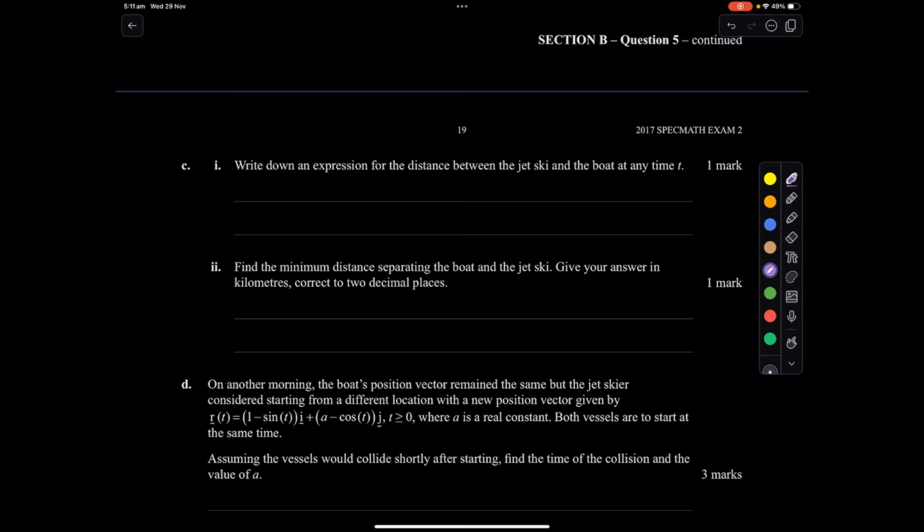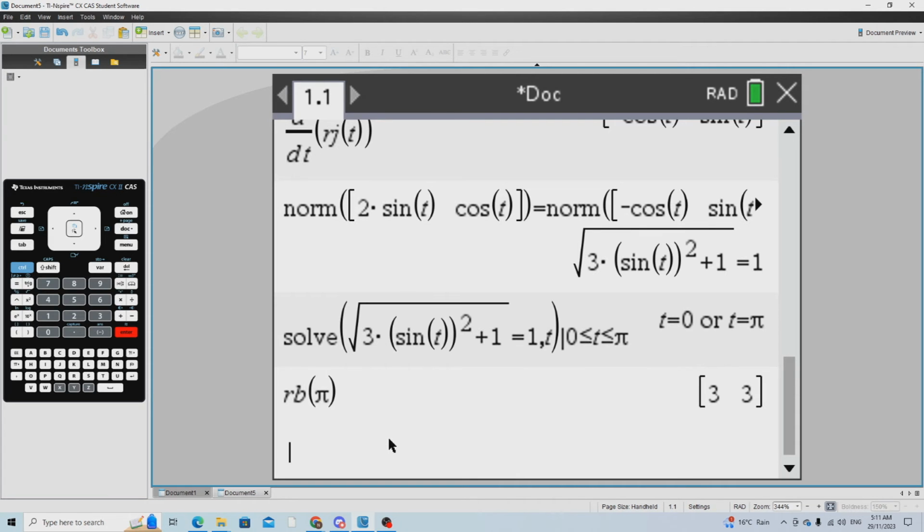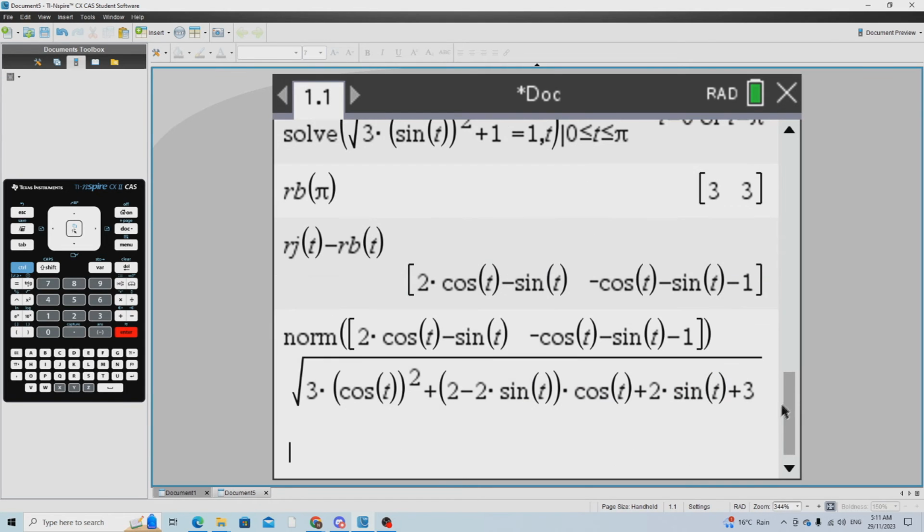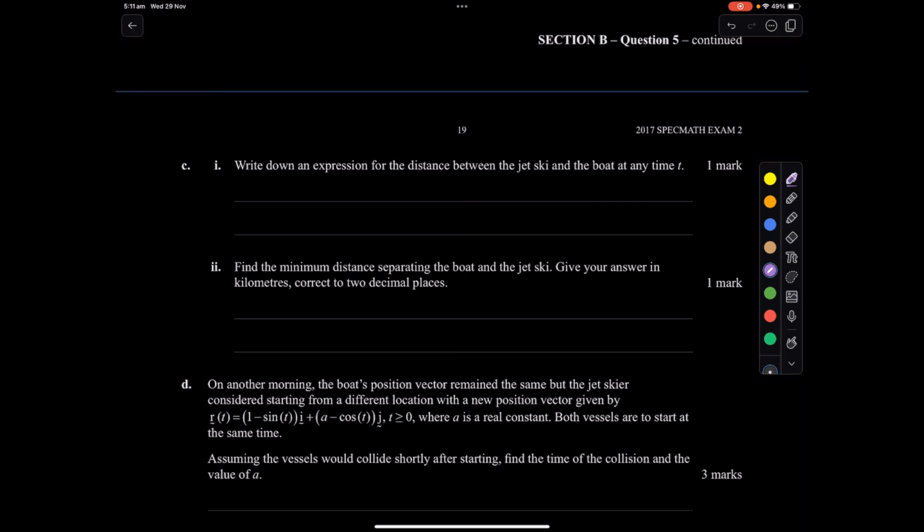Okay, so let's go on a calculator. The distance. So we want the distance between the jet ski and the boat. So the jet ski is Rj of t minus the position of the boat, that is the distance. That's actually the displacement, so the change in position between them. But because we want the distance, we want the norm. Remember? It's norm, and this overall gives us the distance.